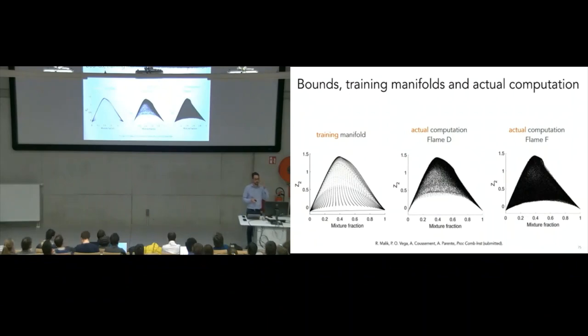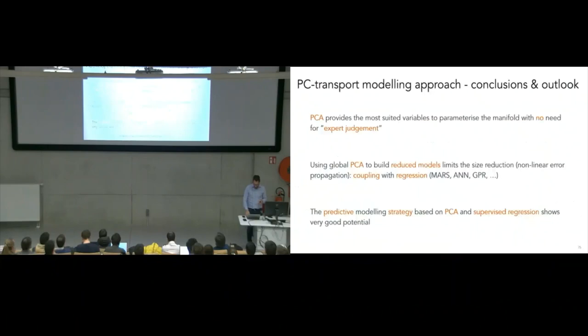And this is related to the comment of Bernd. It's very easy to interpolate. It's not easy, but it's easier to interpolate than extrapolate. Okay. So what is nice about this approach, and we like it a lot, is that we get for a system the most important progress variable without expert judgment. We don't need an expert saying, oh, take the mixture fraction, take this progress variable. PCA does this for us.